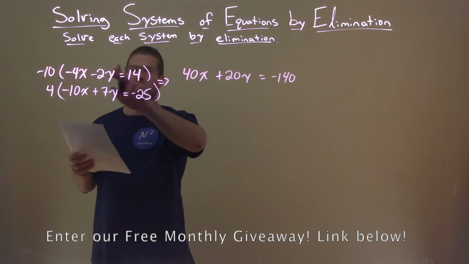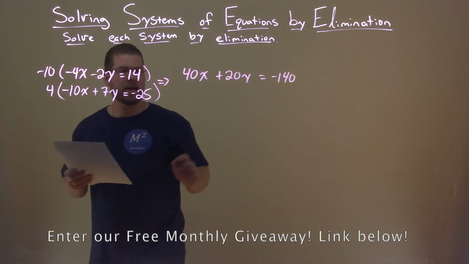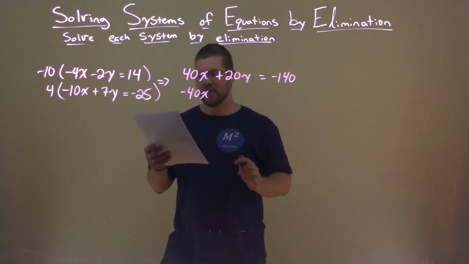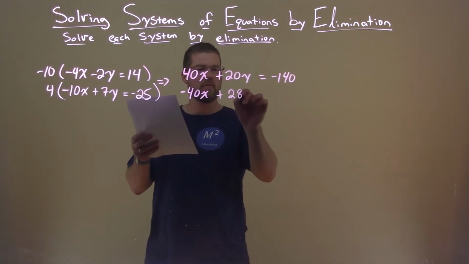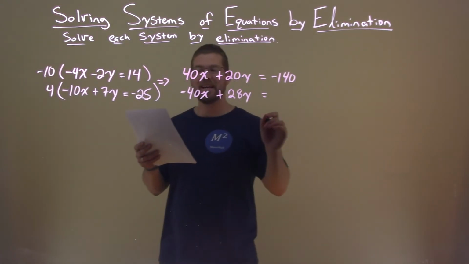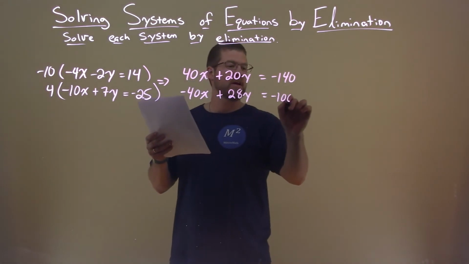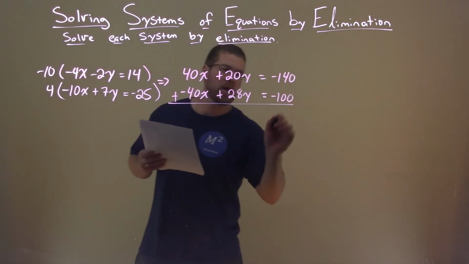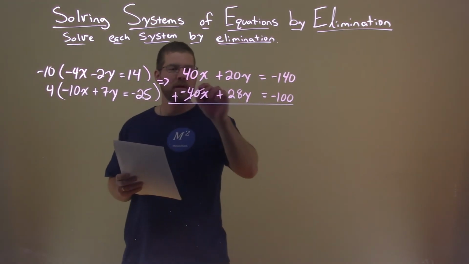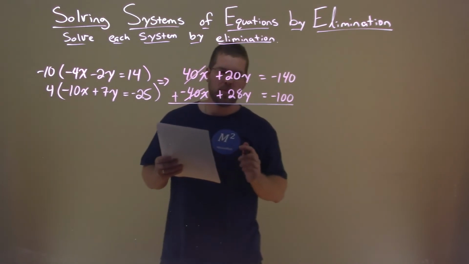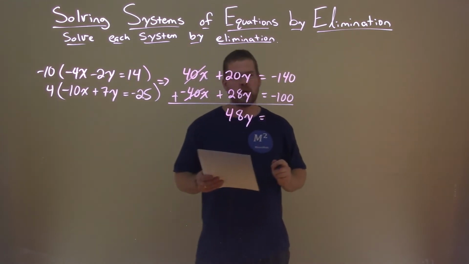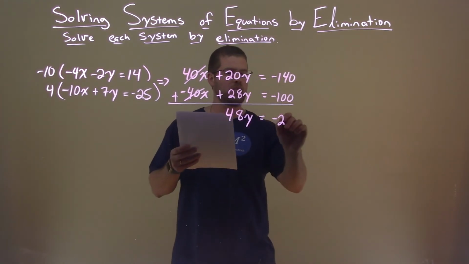Don't forget to keep bringing the negative over. 4 times negative 10x is a negative 40x. 4 times 7y is a 28y. And 4 times a negative 25 is a negative 100. Keep it 100, everybody. All right, let's add the two equations together. 40x plus negative 40x is just 0. 20y plus 28y is 48y. And negative 140 plus a negative 100 is a negative 240.